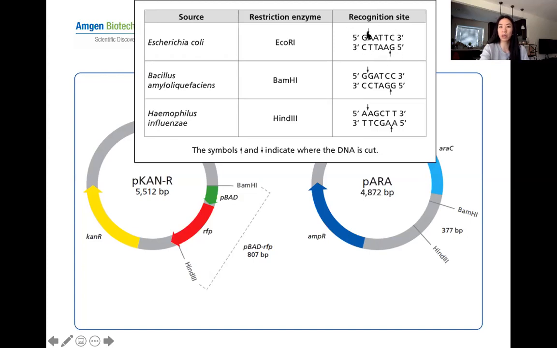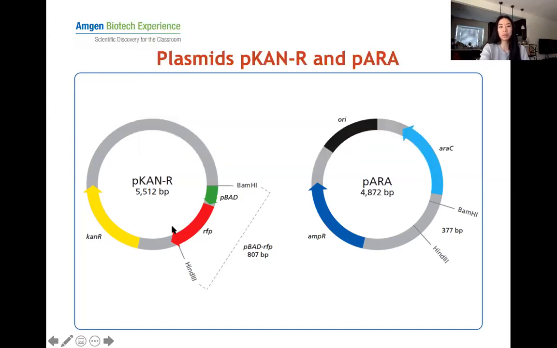So EcoRI will cut between the G and the A, and then it'll also cut between this G and A. So you'll have two overhanging pieces. We call those sticky ends. All right, so in this plasmid, you have those two restriction sites.